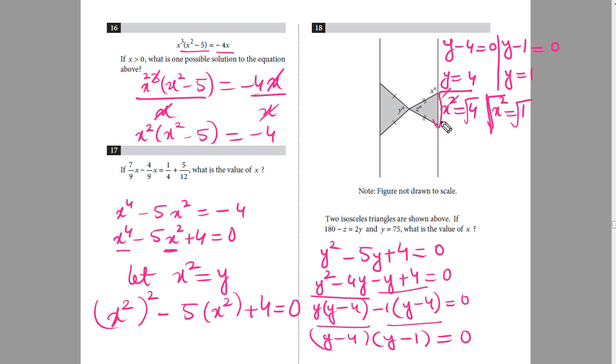So this will get cancelled from here, and it will become x is equal to 2, and this will also get cancelled, and it will become x is equal to 1. Why not negative 2 and negative 1? Because in the question it was said that x is greater than 0. That means x is positive. So that's why I have just negated negative 2. So x is positive 2 and x is equal to positive 1. So these two are the answers for this equation.